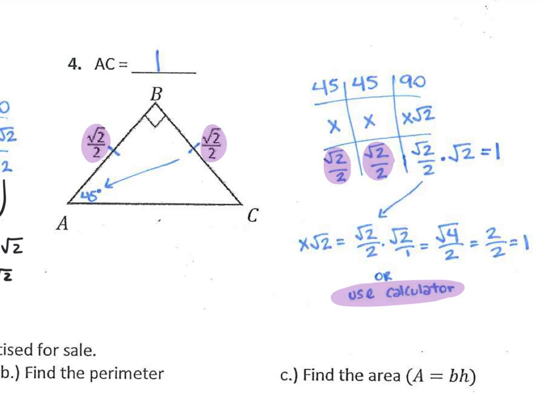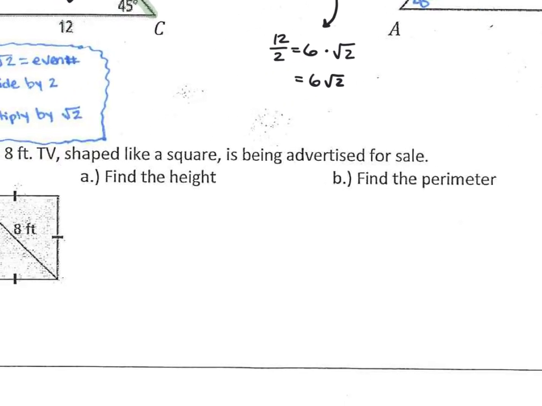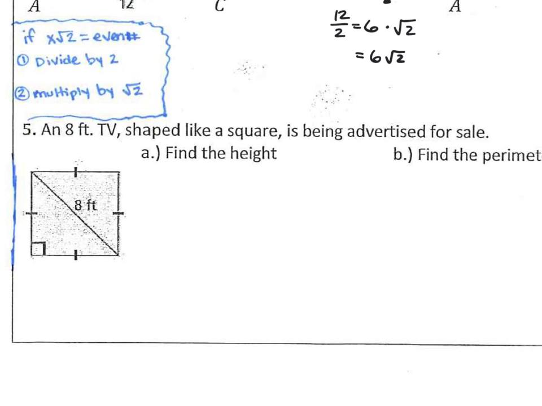Okay, let's do problem 5. In problem 5, it says an 8-foot TV shaped like a square is being advertised for sale. Remember, we talked about this last class that when you size technology, you're not talking about the length or the width, you're talking about the diagonal across the piece of technology for TVs, for smartphones, for laptops. That's how they measure them. So an 8-foot TV means that this is 8 feet. It's a huge square TV for some reason. It says find the height. Since this is a square that is being bisected diagonally, that means that these angles here are 45 degrees.